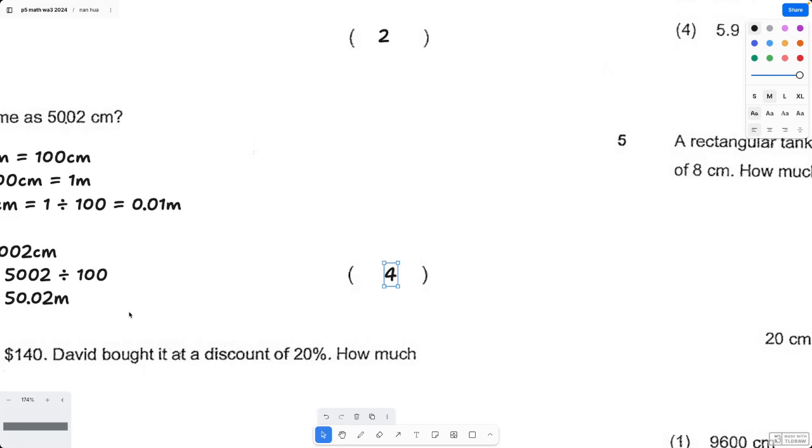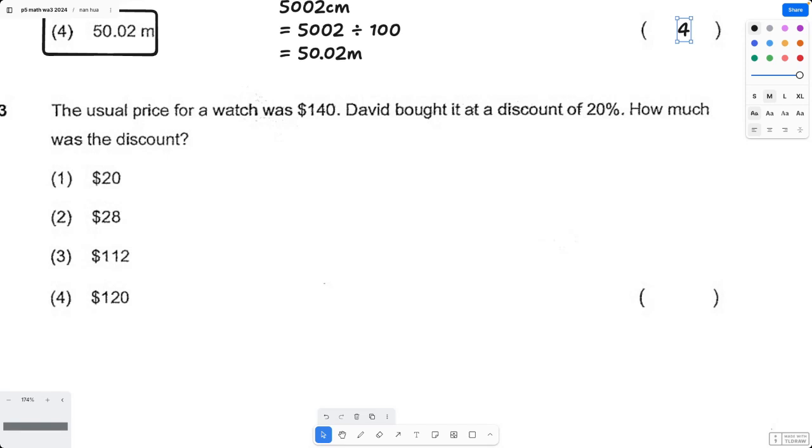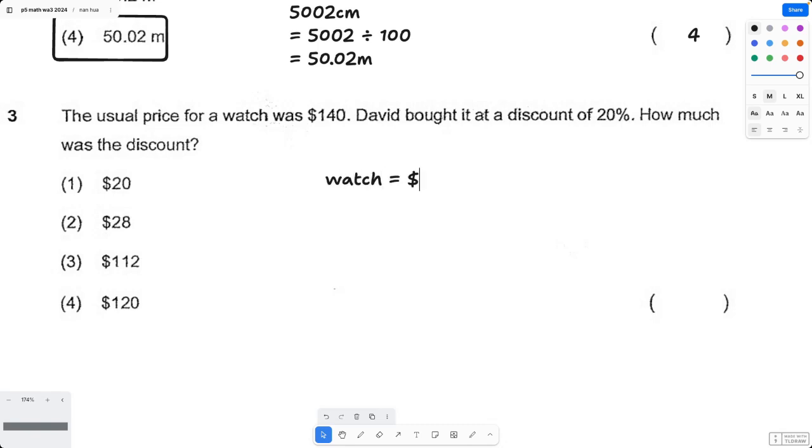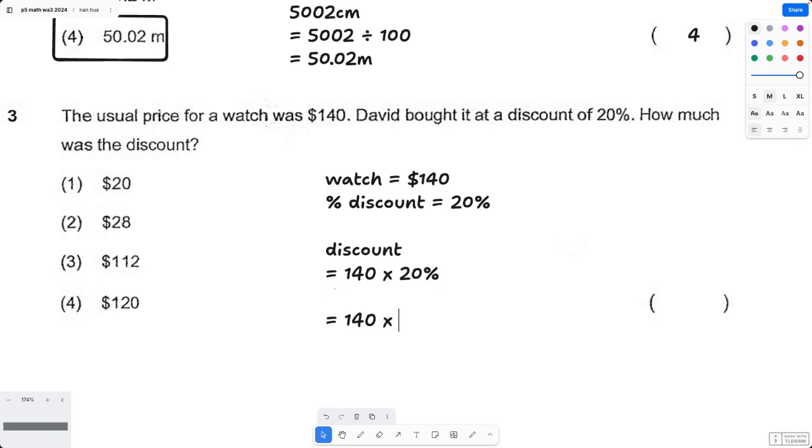All right, let's move on to the next question. Question number 3 says the usual price for a watch was $140. David bought it at a discount of 20%. How much was the discount? So we are calculating the discount. The watch is equal to $140, and the percentage for the discount is equal to 20%. So we want the discount, which is equal to 140 multiplied by 20%. That means we multiply by the fraction 20 out of 100. 20% is basically 20 out of 100.